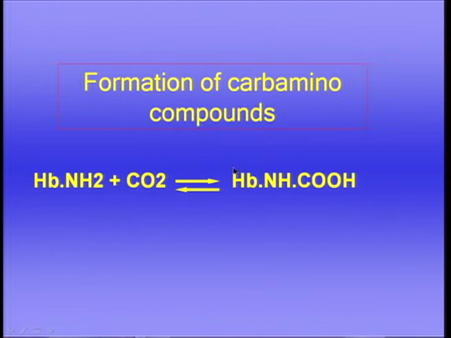Let's turn to carbamino compounds. It turns out that carbon dioxide can link with the terminal amine group of proteins in the blood. And the most important protein by far is hemoglobin. So carbon dioxide links with hemoglobin in this way and forms what is called carbamino hemoglobin. And there are carbamino compounds with other proteins in blood as well, but they're not nearly so important.